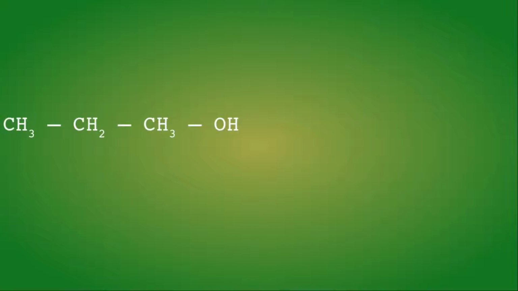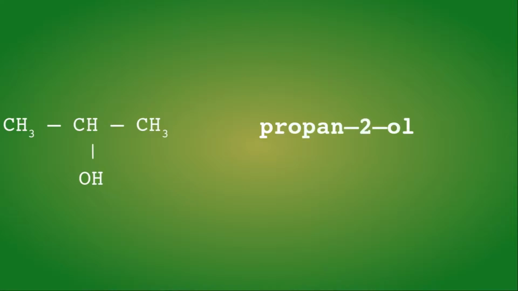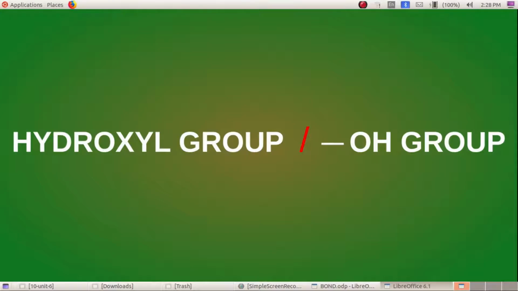IUPAC name of this compound is propan-1-ol. Consider the second compound. It can be named as propan-2-ol. Both of these compounds have the same functional group, that is OH group. Why do these compounds with the same molecular formula and having the same functional group differ in their IUPAC names?